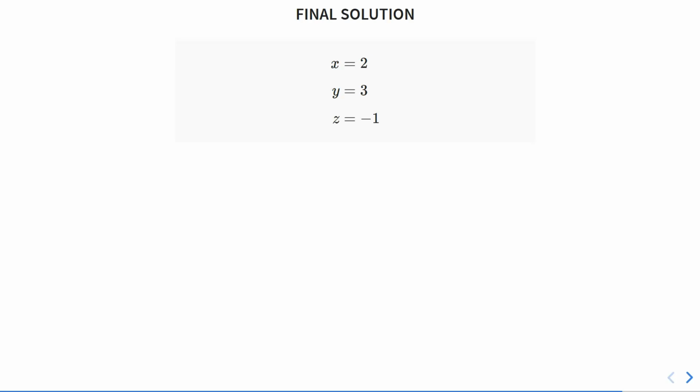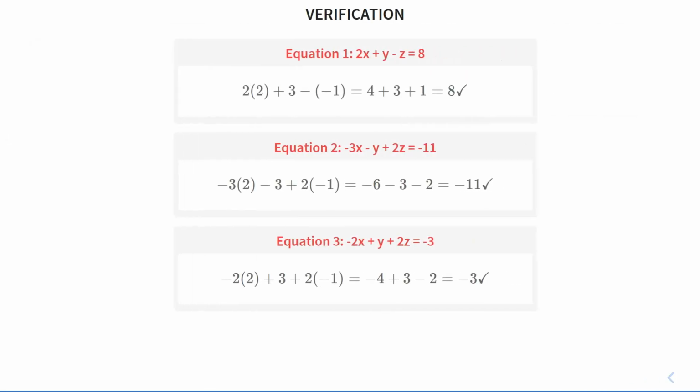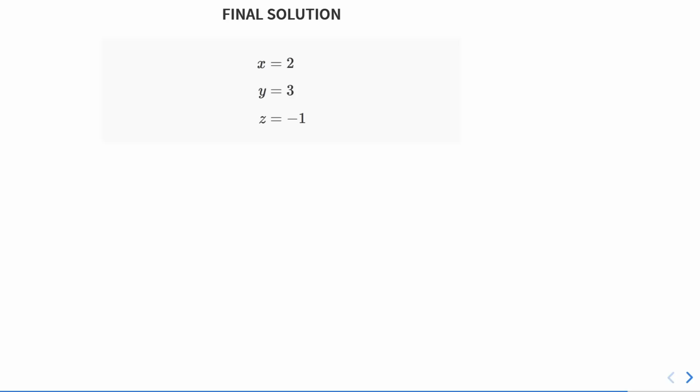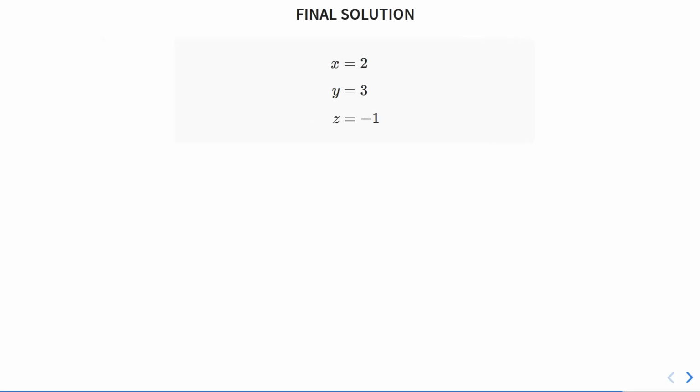Now let's check whether the x, y and z we are getting are correct. Equation 1 is 2x plus y minus z is equal to 8. If I plug in x, y and z, we'll get 8, which means equation 1 is correct. Similarly, for equation 2 and equation 3, if I put in the x, y, z values, the left hand side is equal to the right hand side. So the x, y, z we got after doing Gauss elimination are correct.